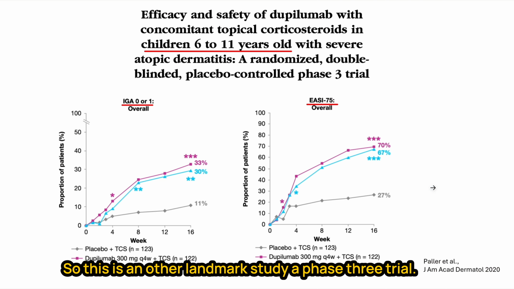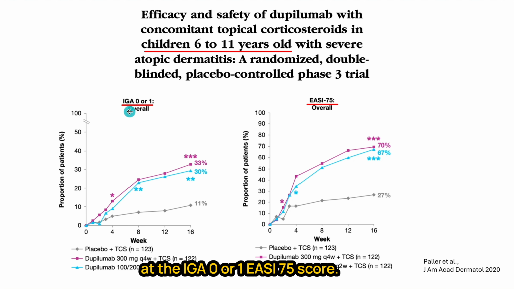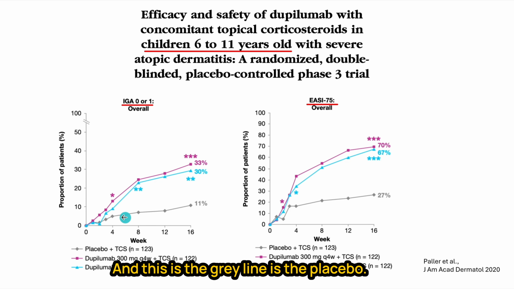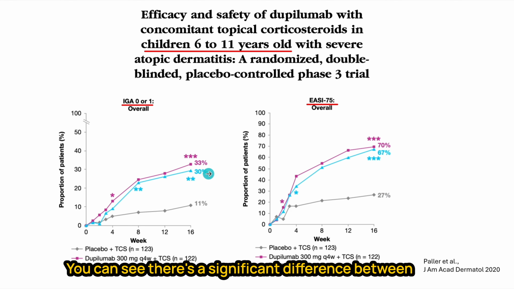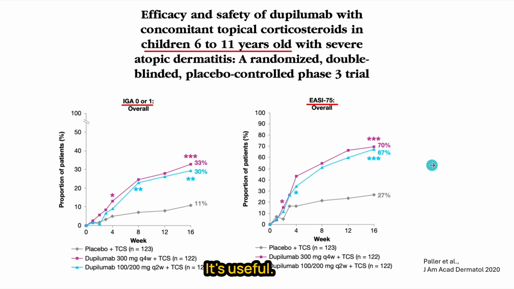This is another landmark study, a phase 3 trial for children from 6 to 11 years old with eczema. Again, we look at the IGA 0 or 1 and EASI 75 scores. You can see Dupilumab is the purple and blue lines, and the gray line is the placebo. You can see there's a significant difference between the Dupilumab group and the placebo group. It's useful.